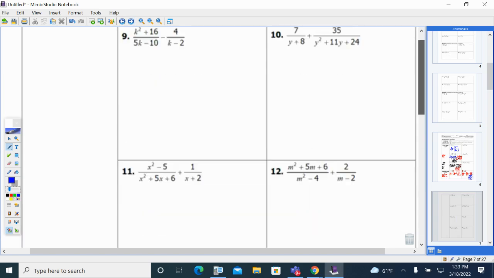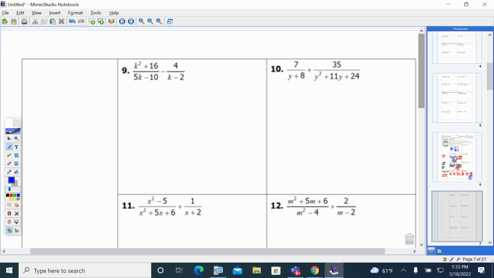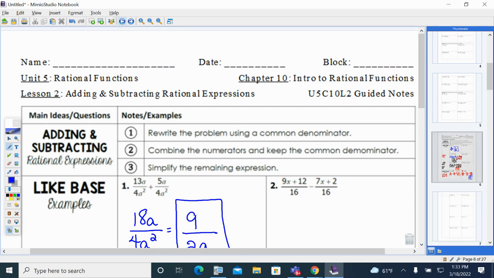On the next page, we've got binomials and trinomials that we're going to have to try to get common factors for. So on number 9, we've got k squared plus 16 divided by 5k minus 10 minus 4 divided by k minus 2. So when we're looking at these, step number 1 said to rewrite the problem using a common denominator. I'm going to add to that. In step number 1, you might need to factor your denominators first.